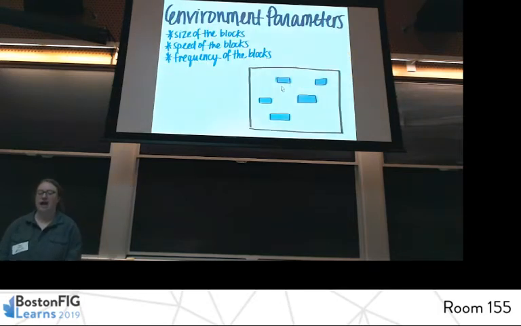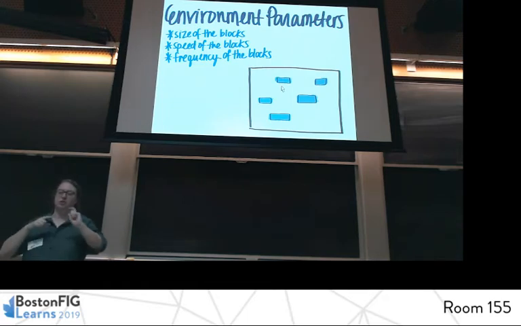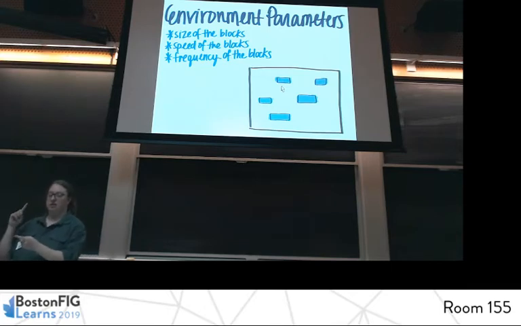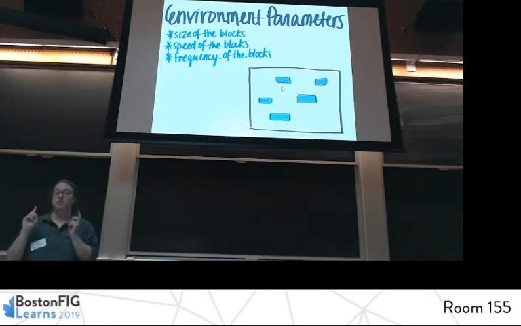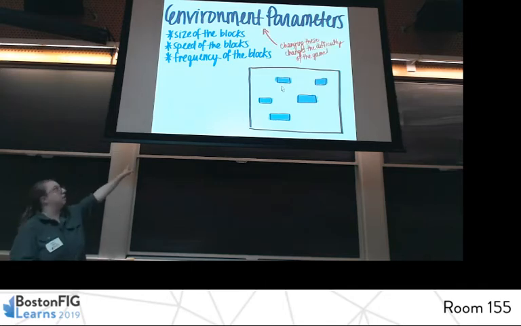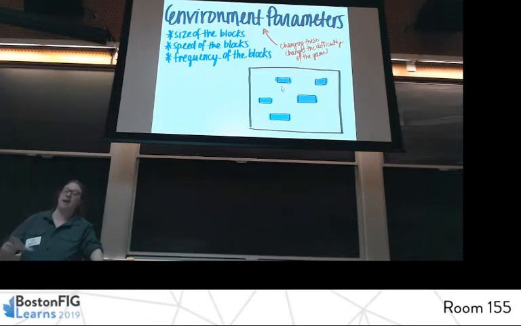The other thing that it has is what I'm calling environment parameters, which is basically just the different numbers that make the game work. So in this case, the blocks could be different sizes, they could be going at different speeds, and we could be spawning blocks at different frequencies. And all of these, by changing them, change the difficulty of the game. Which again, this simple game has this, but a lot of games have this paradigm, educational or otherwise.